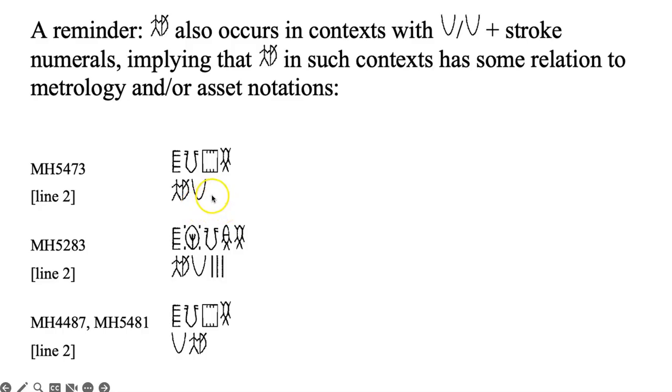Usually these lines occur on a separate face or separate side of the inscribed object and seem to denote something like they've been scratched on later. They're not necessarily carved in relief the way these are. They seem to record some sort of a transaction. And we will have some more to say about this toward the end of this series of lectures. But for now, suffice it to say that, again, with this bowman sign, and by extension the bow sign per se, seems to have some relation to metrology or asset notations.